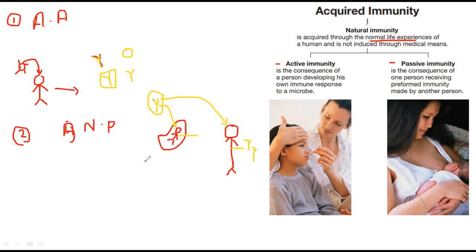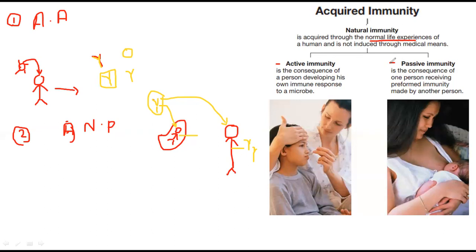Okay, so this is the second example of acquired natural passive immunity. I think now you understand why it is known as active immunity and passive immunity. Active, because it is actively and directly formed against the pathogen. Why is it known as passive? It is made by a first person, naturally, and then it is given to the baby in a passive way. It was the antibodies of a mother, but it is given to her baby.